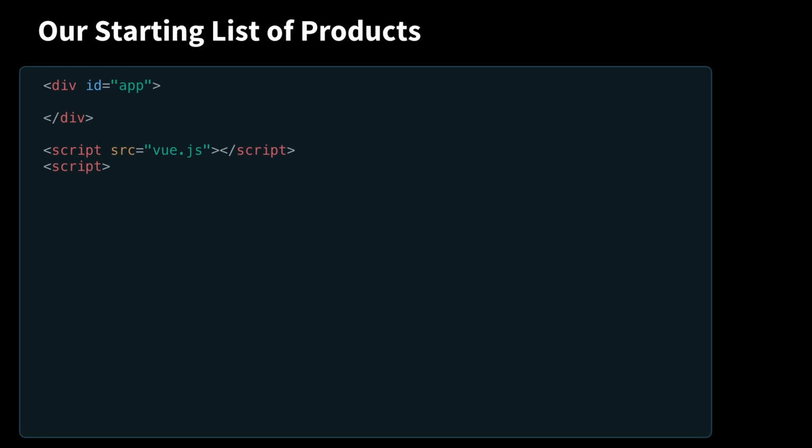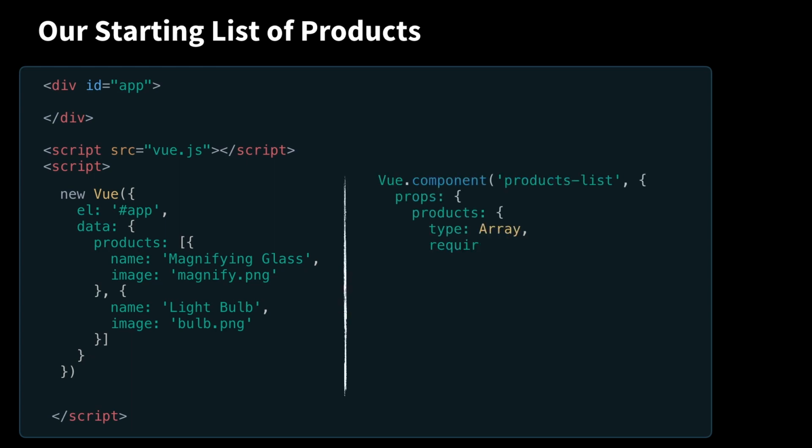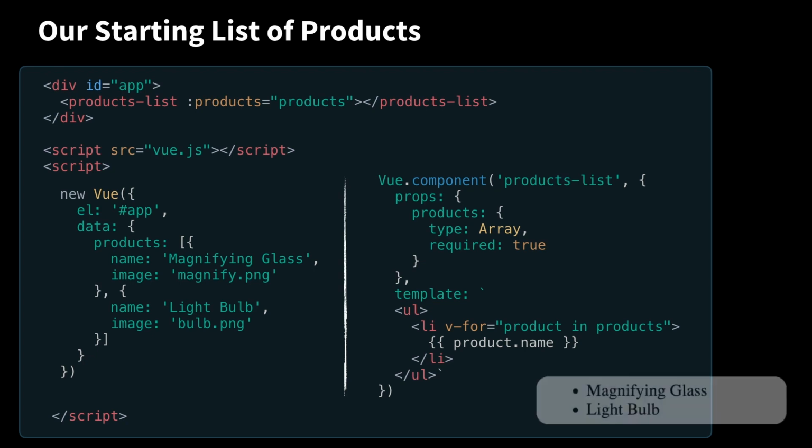We have a div, we include Vue, we have our root component, which just contains some data. Then we'll declare a products list component, which takes in products, and our template simply iterates through those products and prints out each product name. We'll use this component, like so, and we'll see this in our browser.